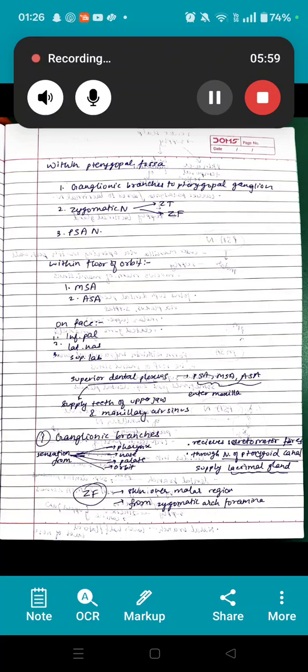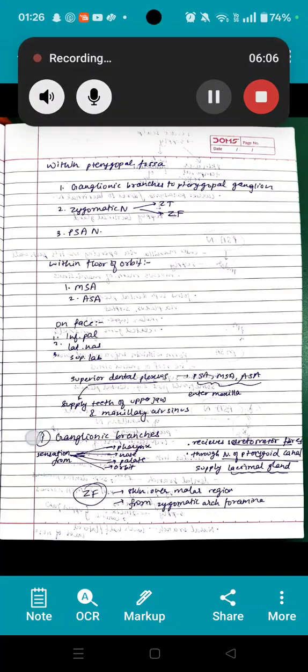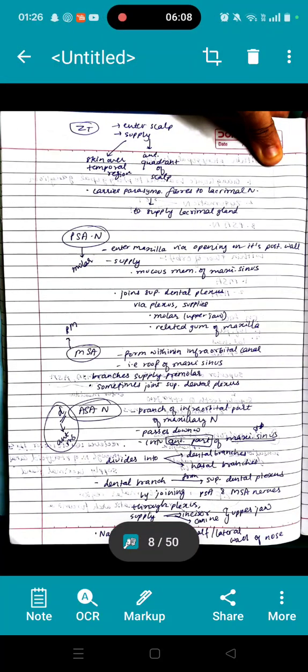The zygomatic nerve divides into ZF, supplying skin over the malar region through the zygomaticofacial foramen, and ZT, which enters the scalp and supplies skin over the temporal region and the anterior quadrant of the scalp. ZT carries parasympathetic fibers received from the ganglionic branches, via the lacrimal nerve to supply the lacrimal gland.